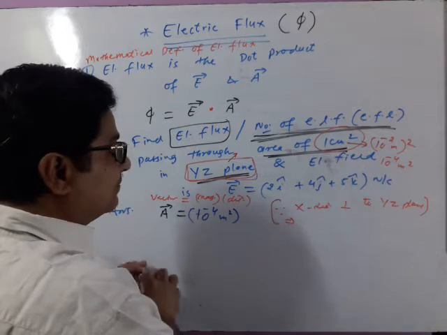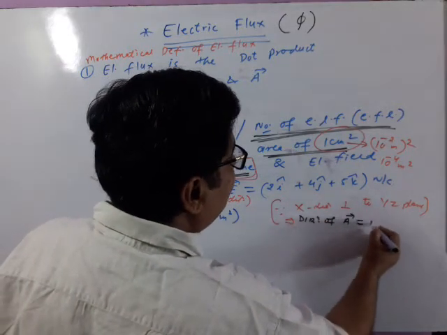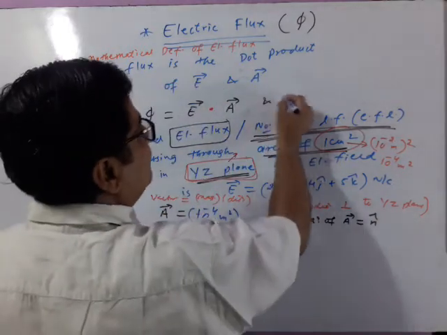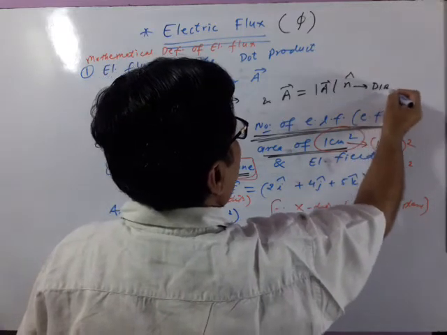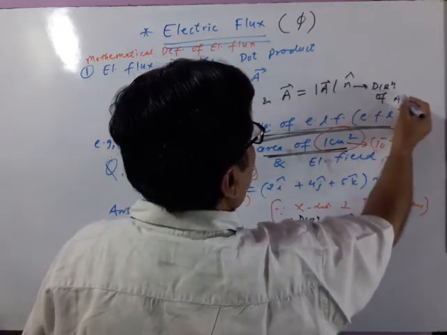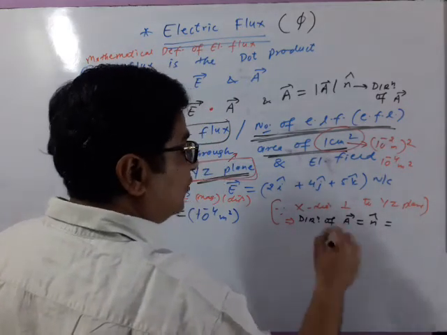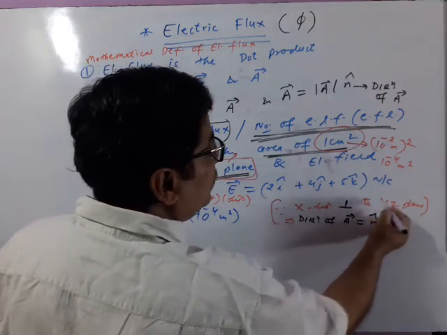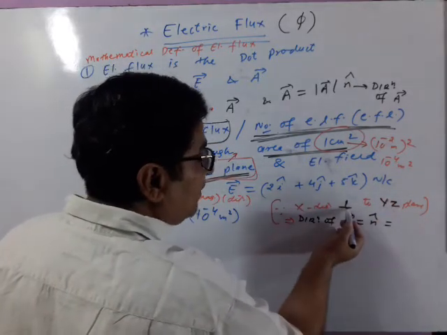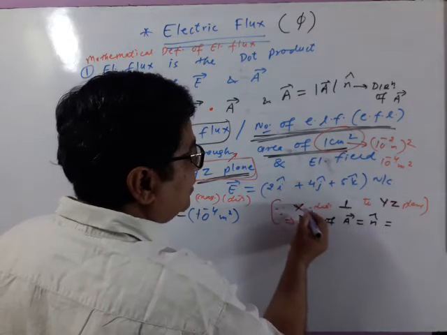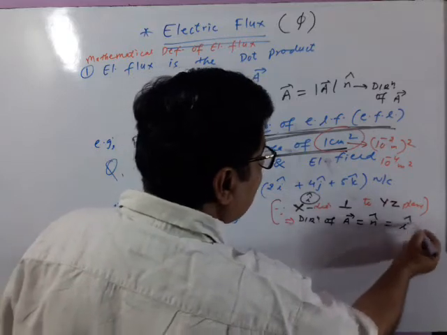That is, it implies the direction of the area vector, which is called n cap. This is a reminder: n cap is the direction of the area vector. How to find it? Outward drawn normal, and for a single surface, perpendicular to that plane. This area is given in the YZ plane, and perpendicular to the YZ plane is the X direction. So X direction means i cap. So you will write it i cap.